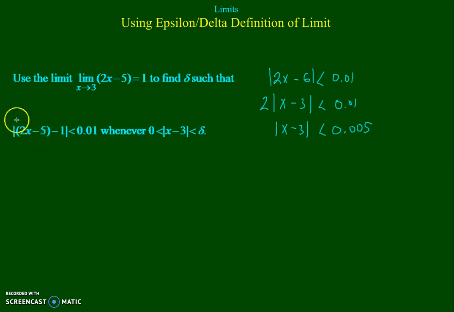Since this expression here is equivalent to this expression here, since x minus 3 and x minus 3 are equivalent, I can choose my delta as 0.005. So that's what I set my delta to.